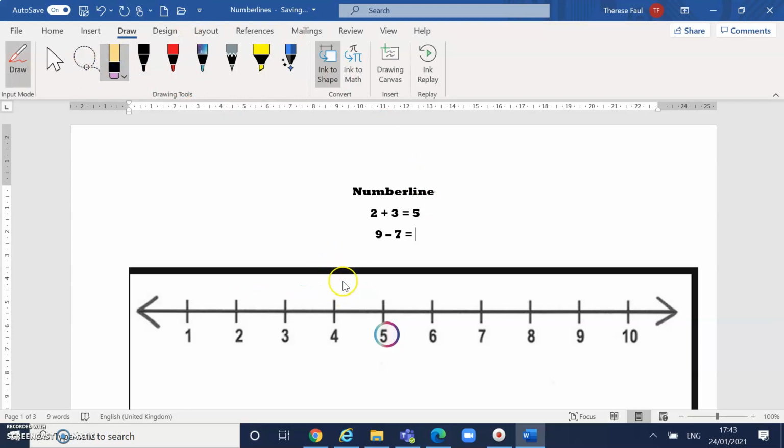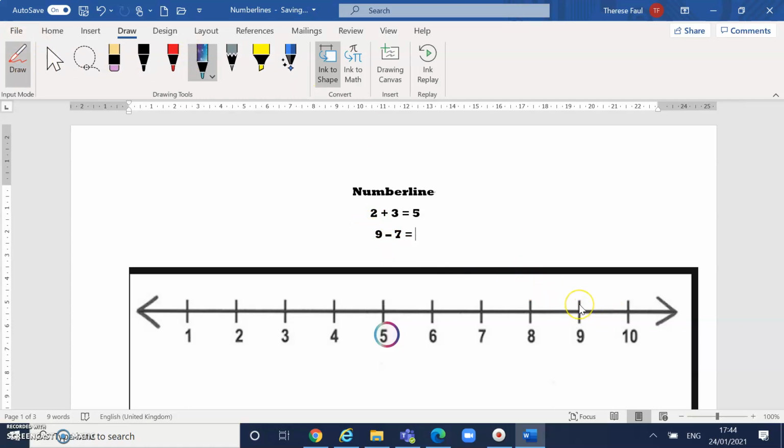Okay, let me erase these here. Okay, it doesn't seem to want to erase that one there. Let's try and work around it. So we've got 9 minus 7. Okay, so 9 is the first part of the sum, so I go and I find 9 on the number line.